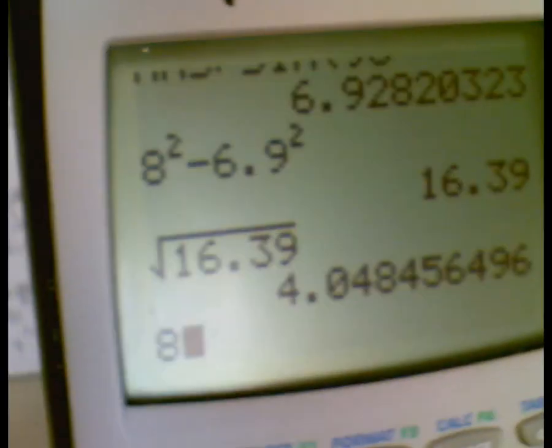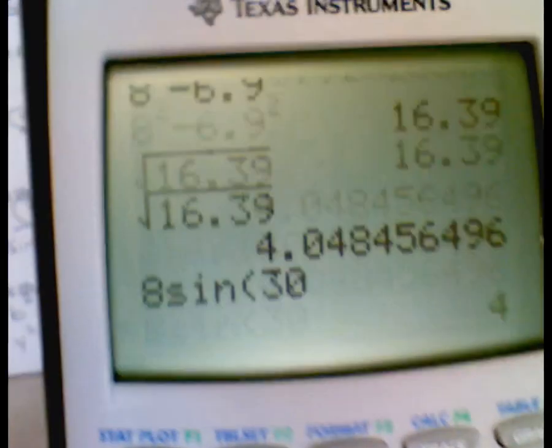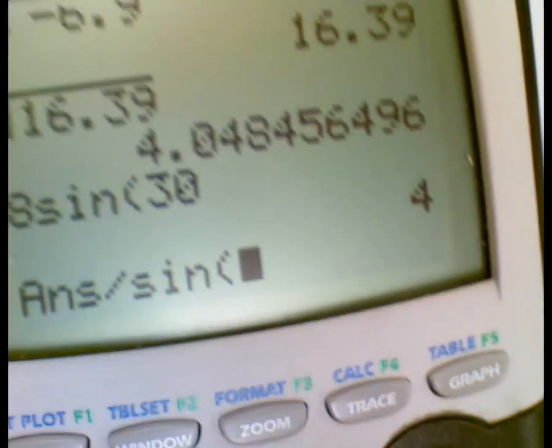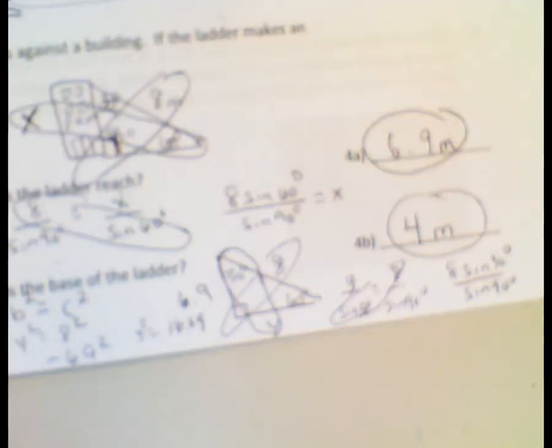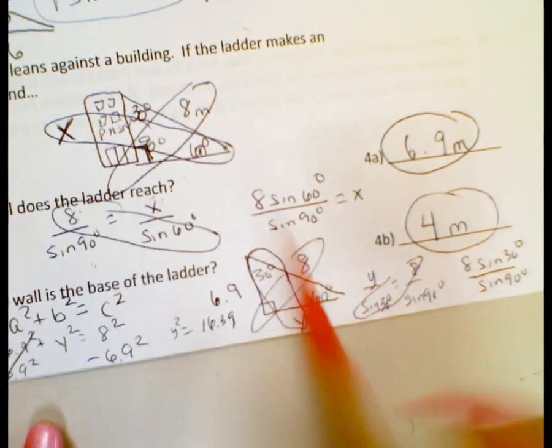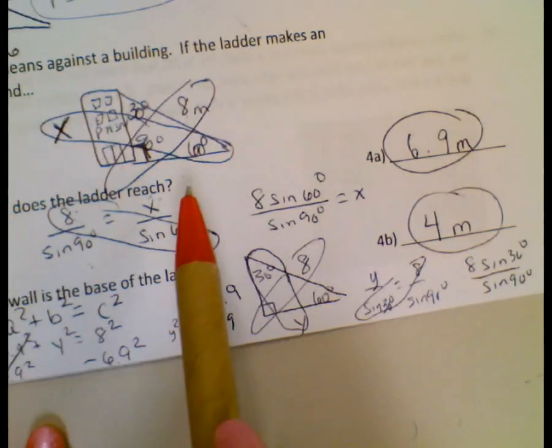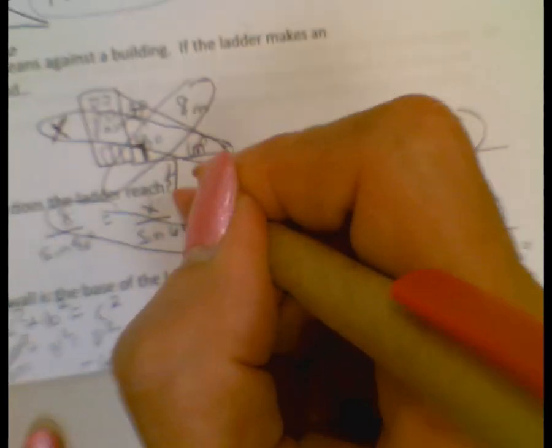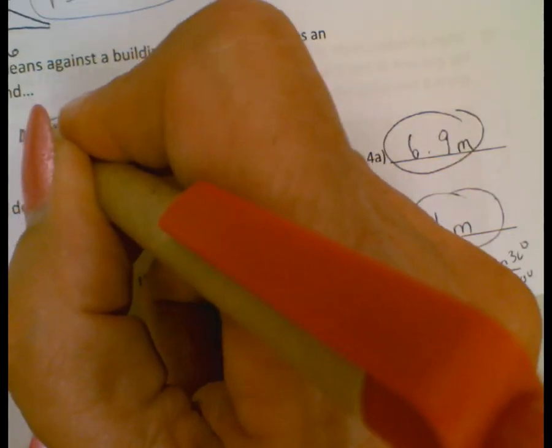So 8 sine 30 is equal to that divided by sine 90, which sine 90 is 1, so should not change the answer. 4. But again, if you know your 30, 60, 90 rules, if the hypotenuse is 8, half of it is 4. I could have known that right from the beginning. And this is 4 radical 3.